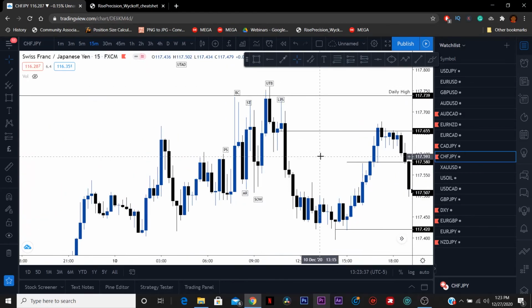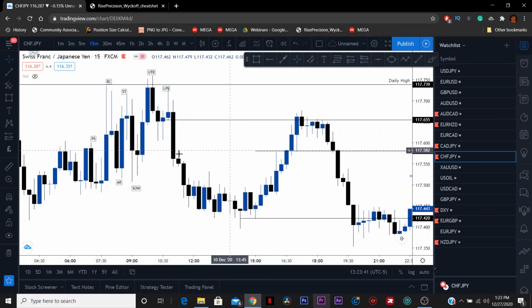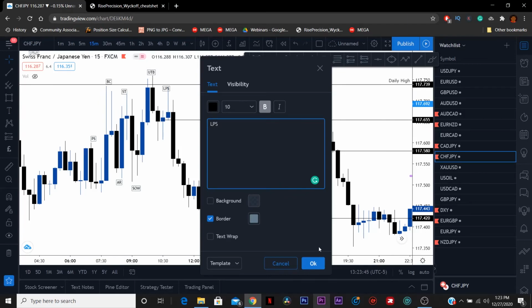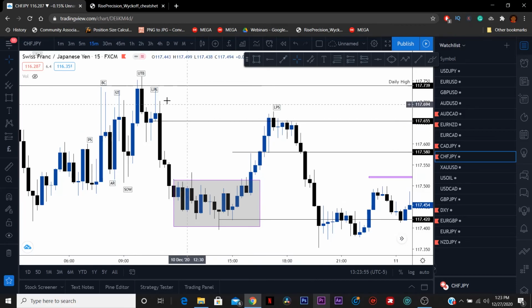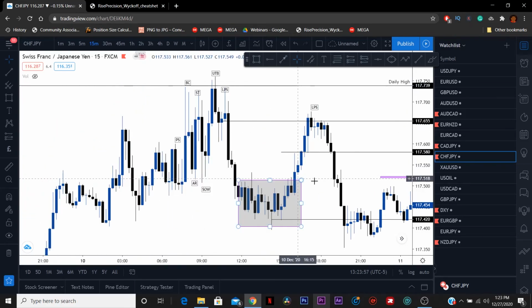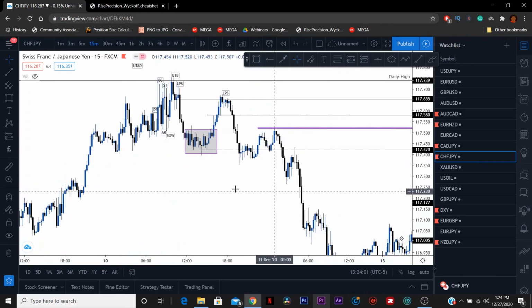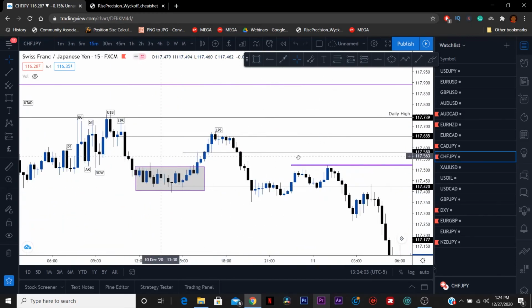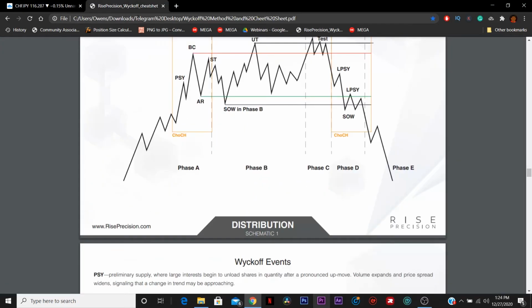And then we had our distribution that was here on the 15-minute time frame. We also came back up here, and we had another last point of supply right here. And as you can see, when this market came up, we tested the last point of supply here, and then we fell down like that.